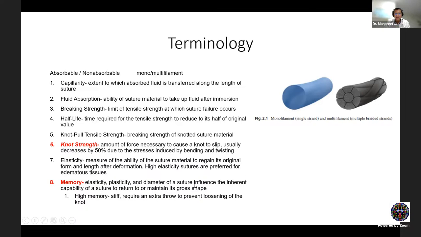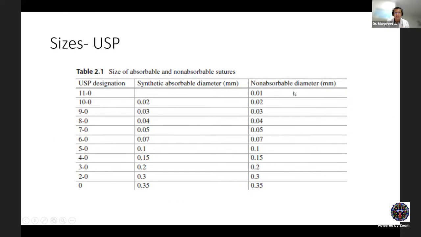Memory, elasticity, plasticity, and diameter of suture influence the inherent capability of a suture to return to or maintain its gross shape. So the monofilament sutures have more memory. They return to their shape back. So what are the monofilament sutures? Nylon, Prolene. Multifilament: your Vicryl, polyglactin, or Dacron. These are the multifilament sutures. Silk also is a multifilament suture. If the suture has higher memory, like nylon or Prolene, they are stiffer and require an extra throw of the suture knot to prevent loosening. Knot strength is less, so try to throw an extra knot over that.